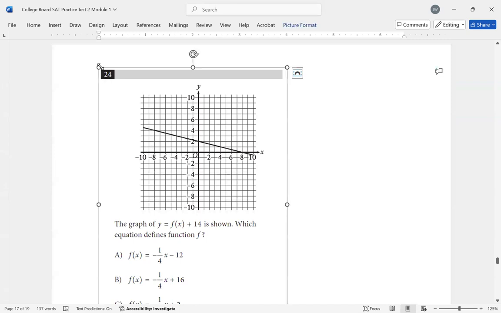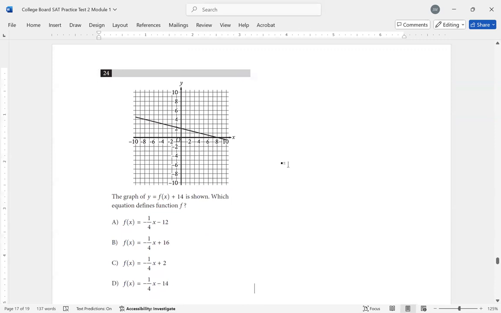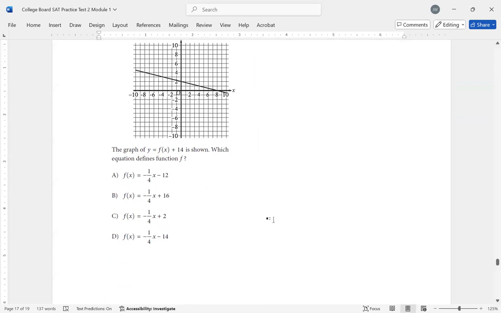Let's take a look at question 24. The graph of y equals f of x plus 14 is shown. What equation defines the function f? Now, this is something about translation. We have y equals f of x plus 14 that's shown. Let's actually just come up with the equation of this line. We can do that pretty quickly.